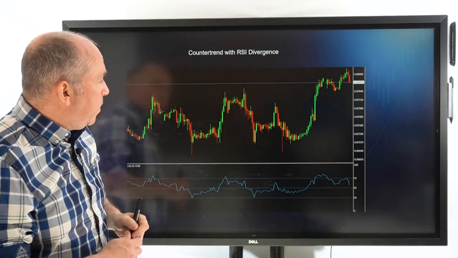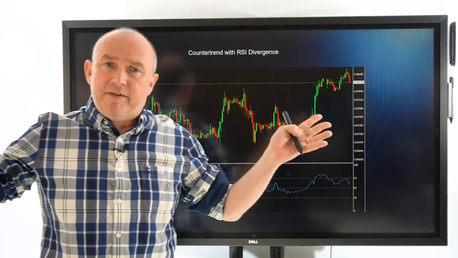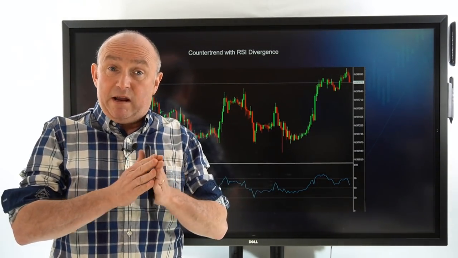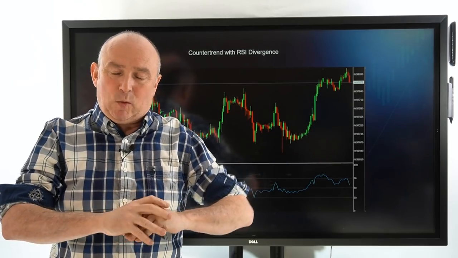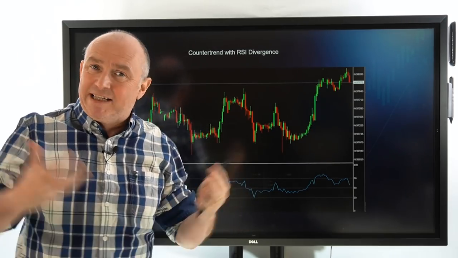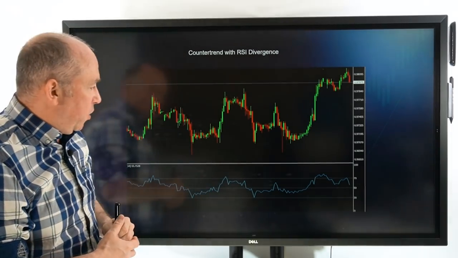And lastly, let's look at it with divergence. What is divergence? Divergence basically means when things are diverging, they're moving away from each other. And that is quite a common form of analysis that technical traders use when they're looking at markets.